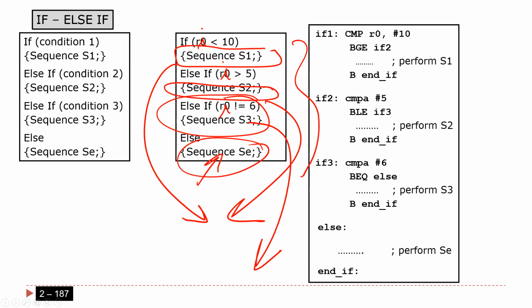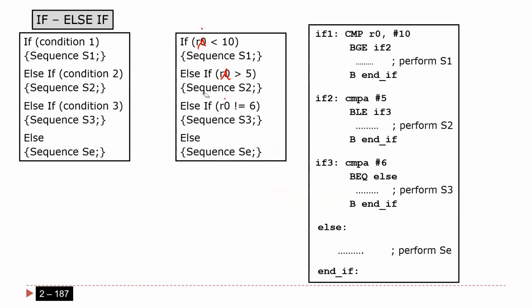This is how the else if statement works in any high-level programming language. There is no way you can execute two bodies at the same time. There is no way. Only one body is executed. If none of these conditions is true, I'm going to execute else.